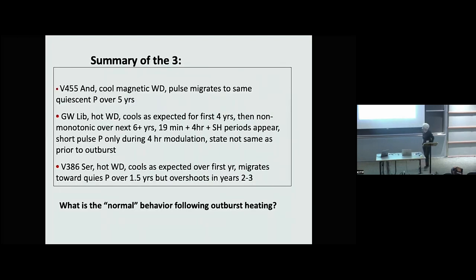So here's my summary. These three systems, one looks normal. GW Lib is totally abnormal with all these periods that we don't see in any of the others. And V386 Ser looked like it was going to a normal mode, but now it's overshot where it was, and we need to continue to follow it. So my plea to everyone is it's hard to get enough data on these systems. We need to see what is actually the normal behavior. Okay, so thank you.